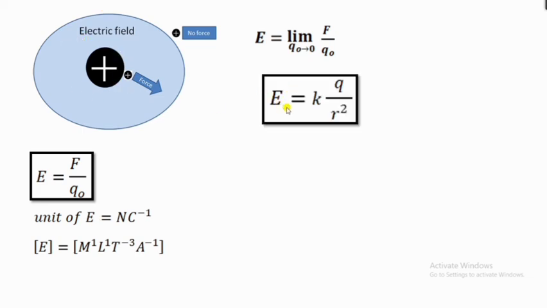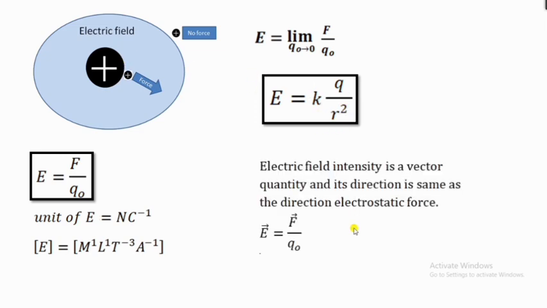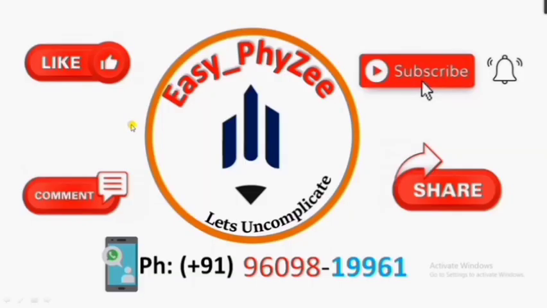This is the formula for electric field due to a point charge. If you increase the charge, electric field will increase, but if you increase the distance from the charge, then electric field will decrease. And electric field is a vector and its direction is the same as the direction of force. So this is the end of the video.